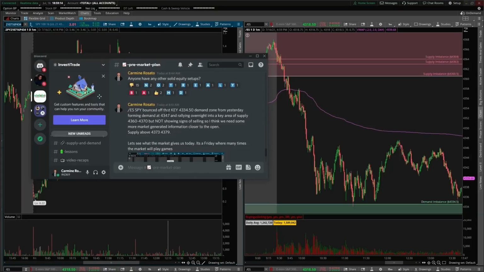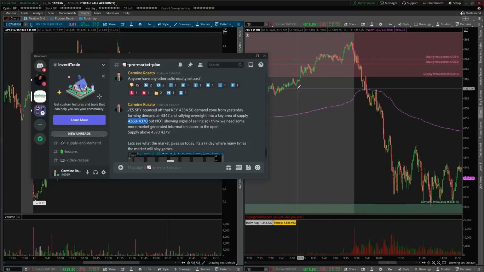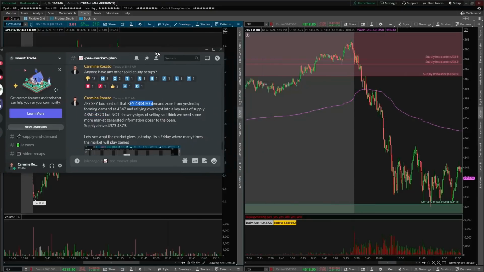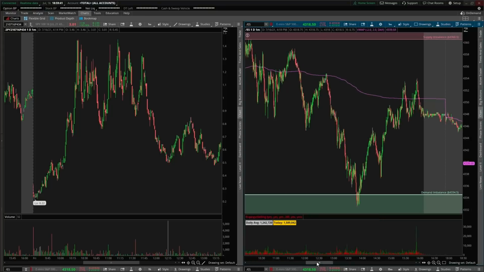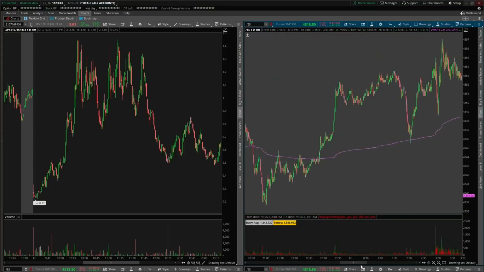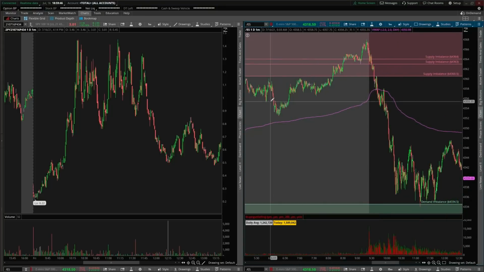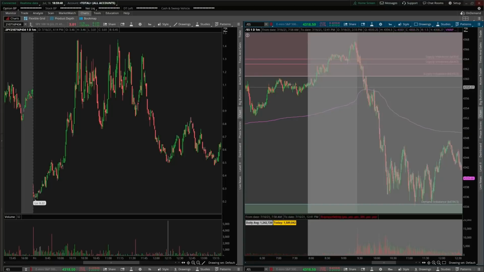The pre-market plan, I send these out every day in the Discord, consisted of the S&P 500. We had supply at the 4360 to 4370 area. We really weren't seeing any signs of selling overnight before the market opened, but as soon as we opened, we started selling off, and we had very key demand at the 4334.50 area from yesterday that we also bounced off of. So going back to yesterday's action, this was a key zone that we bounced at. We wanted the same buyers to defend it if we came back into that after selling off from supply.